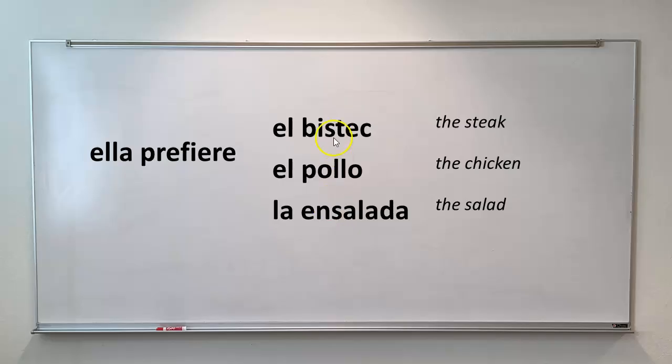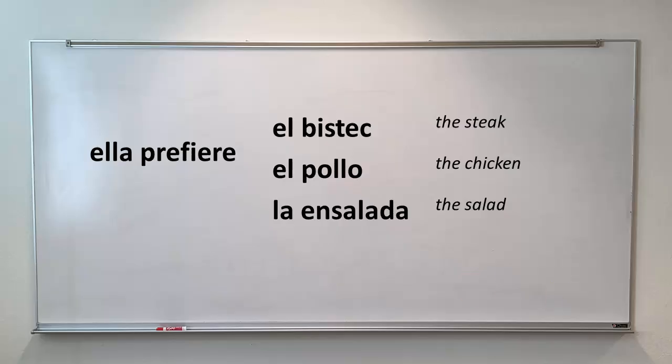So for example, if you know other food items like the sandwich, for example, el sándwich, you can add that to the list. Ella prefiere el sándwich. Let's say tacos are on the menu. Los tacos, you could add that to the list and say she prefers the tacos. Ella prefiere los tacos.